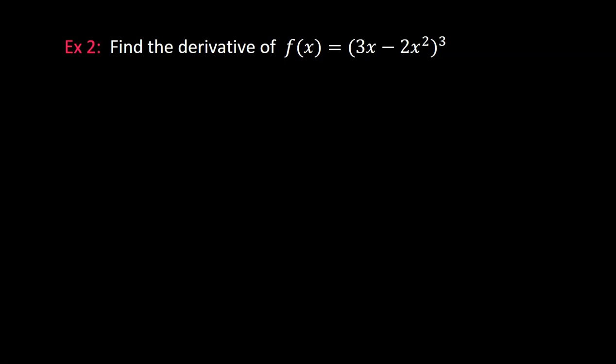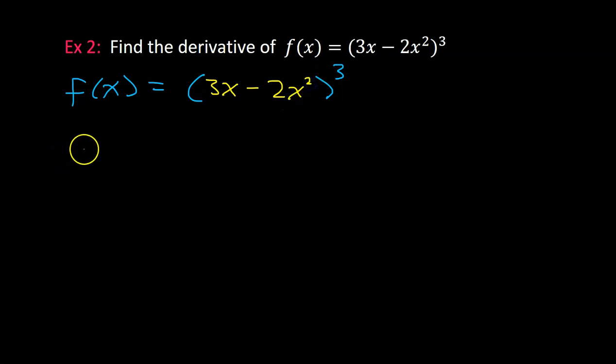For example 2, let's find the derivative of f of x equals the quantity 3x minus 2x squared to the third power. So we have an inner function and an outer function. Let me colorize this for you. So the outer function is the parentheses to the third power part. And the inner function is the 3x minus 2x squared part.